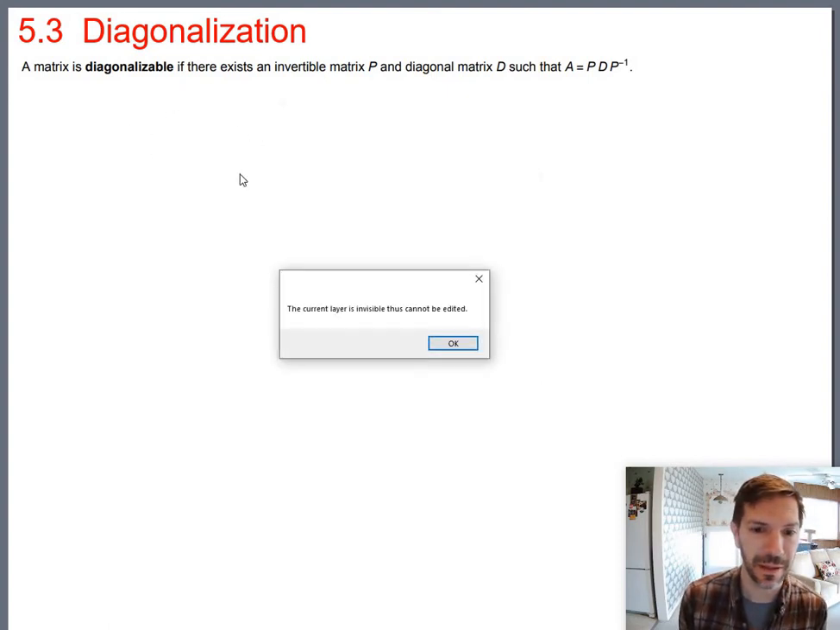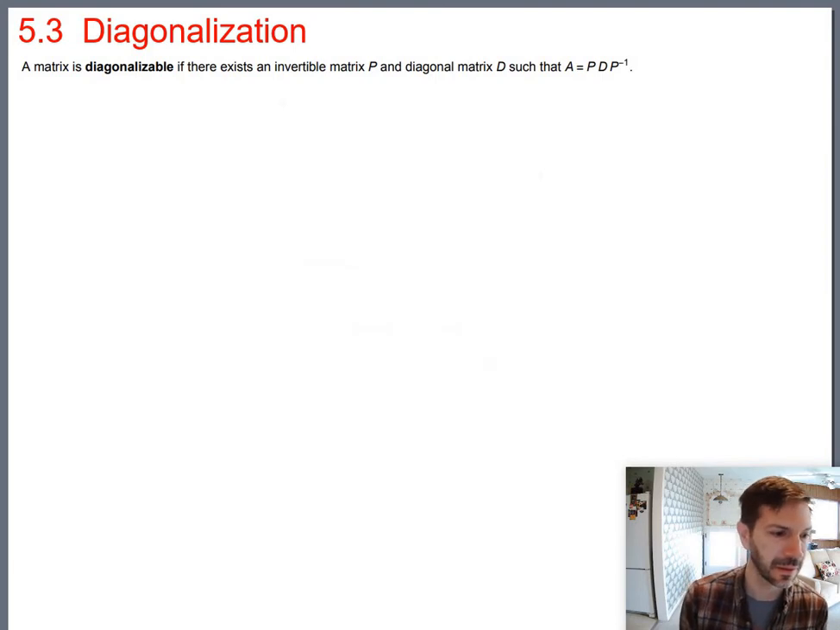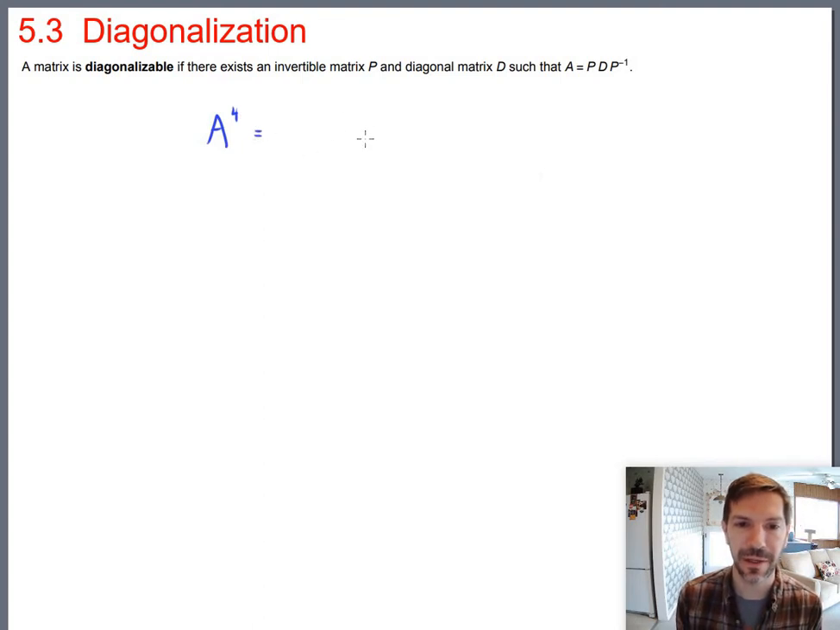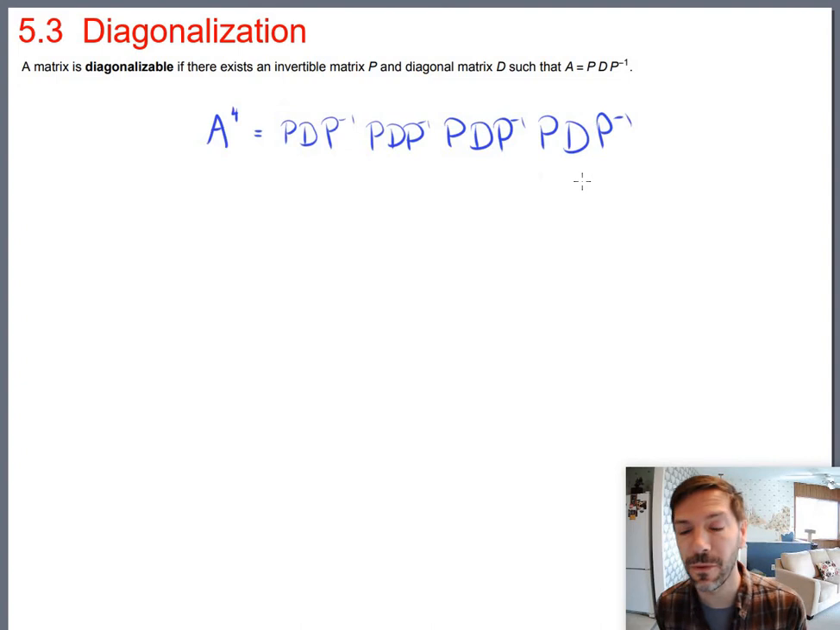So now let's say you want A to the fourth. And rather than writing that out as A times A times A times A, I'm going to write that out as P times D times P inverse times P times D times P inverse. There's 2 copies. P times D times P inverse. 3 copies. P times D times P inverse. There's all 4 copies.